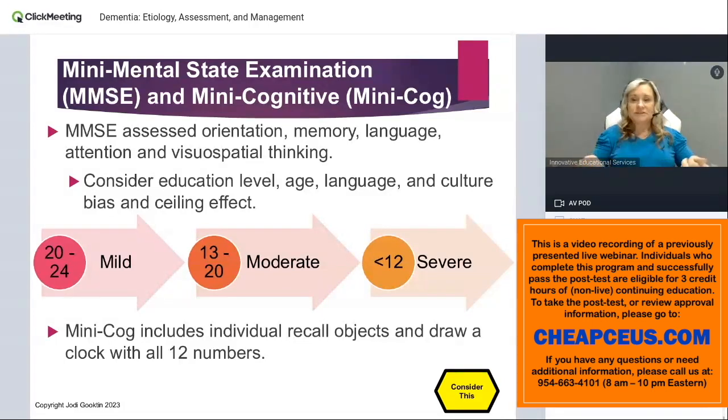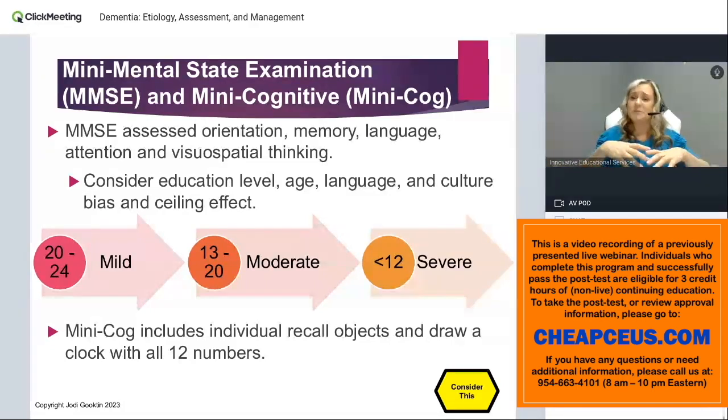So you're going to give the individual a piece of paper and you're going to tell them, I want you to place this paper in your right hand, fold it in half, and put it on the floor. So you give them a verbal command, see if they're able to execute that.